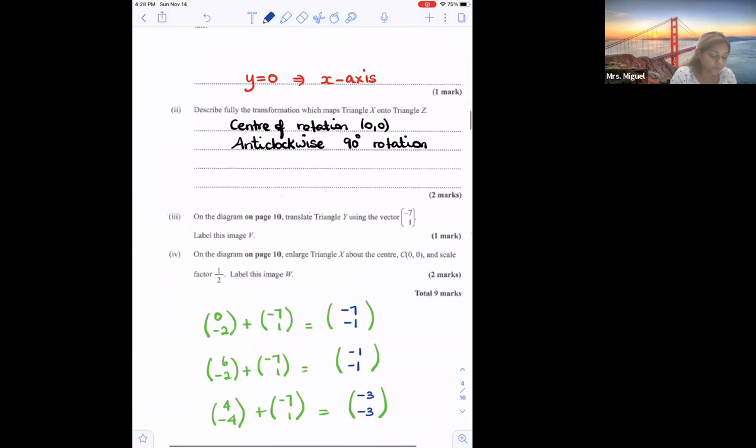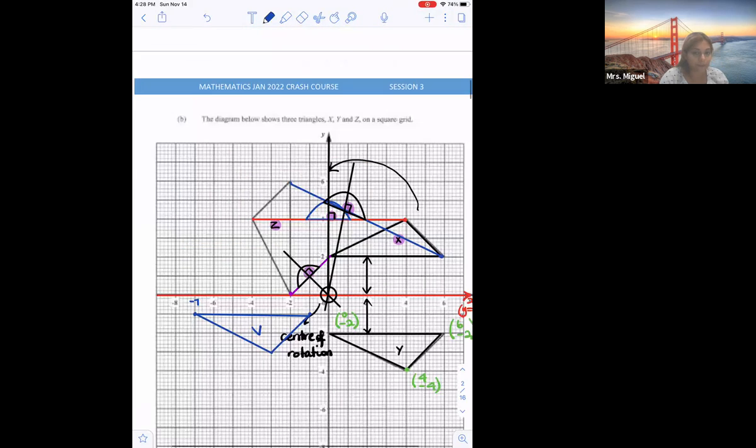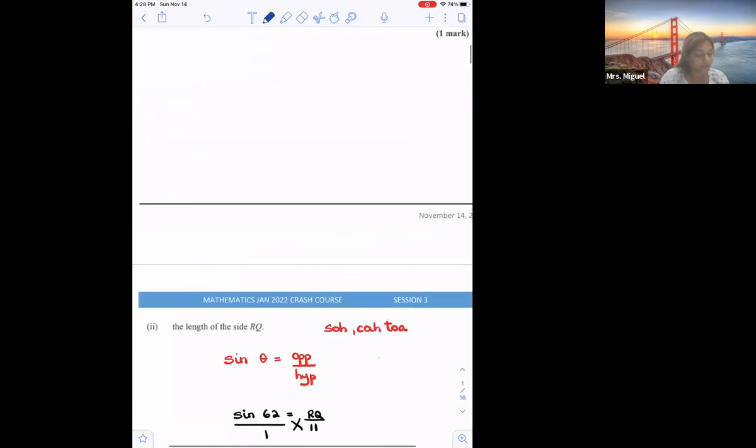So this is only worth 1 mark. Which means you are expected to know to add the vector to each of the vertices, sorry, to give you the new point, right? On the diagram, enlarge triangle X about the center with scale factor 1/2. Label this image W.